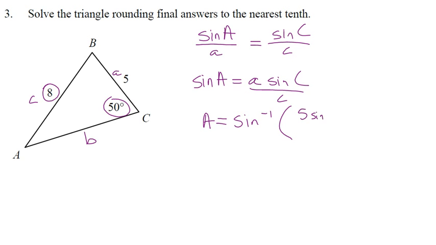5 sine 50, right? And you're going to close the bracket after the 50. Divided by, you put a division, and what do you divide by? 8, and then close that. And go straight to the angle, which is to the nearest tenth. How much? 28.6 degrees. Okay, what does that make angle B?